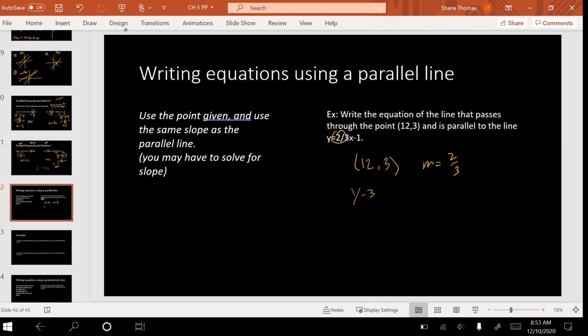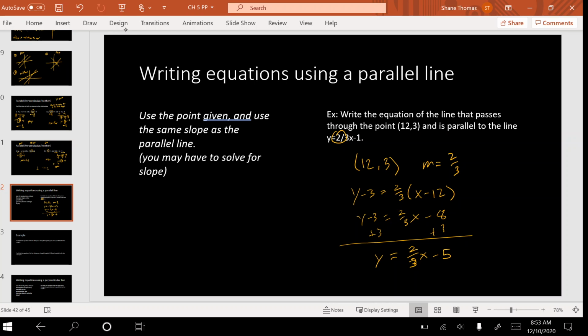Good. Y minus 3 equals 2/3 x minus 12. All right, then distribute. So y minus 3 is going to be 2/3 x, 12 times 2/3 is going to be 24/3, or 8, correct? And then add the 3, y equals 2/3 x minus 5.